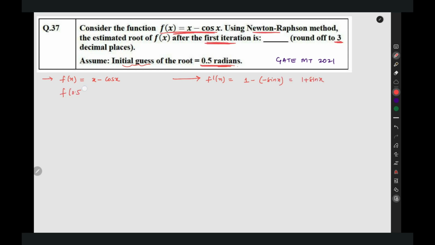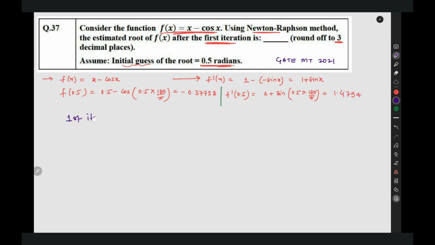f of 0.5, we will get 0.5 minus cos of 0.5 into 180 by pi. So we will get minus 0.37758. f dash 0.5 will be 1 plus sine of 0.5 into 180 by pi. After calculating, it will be 1.4794.